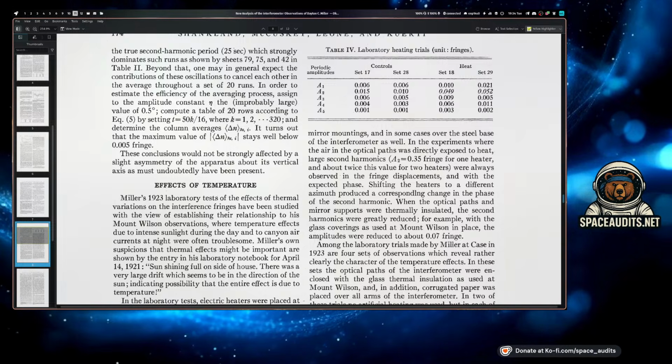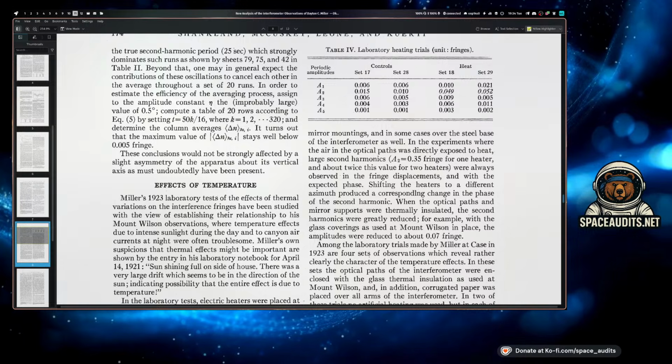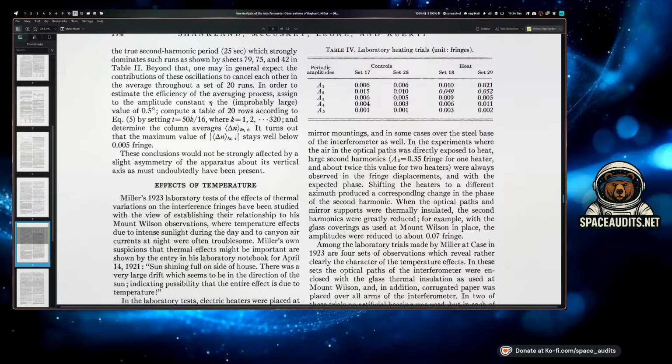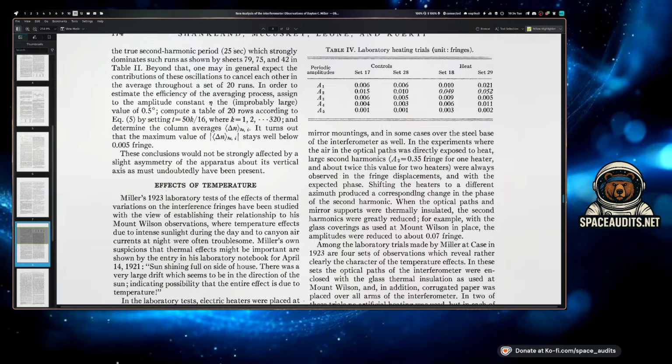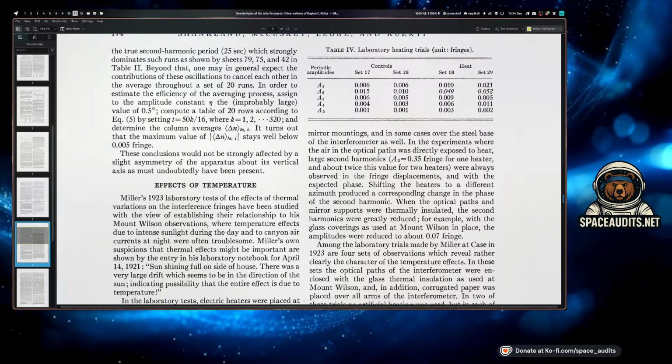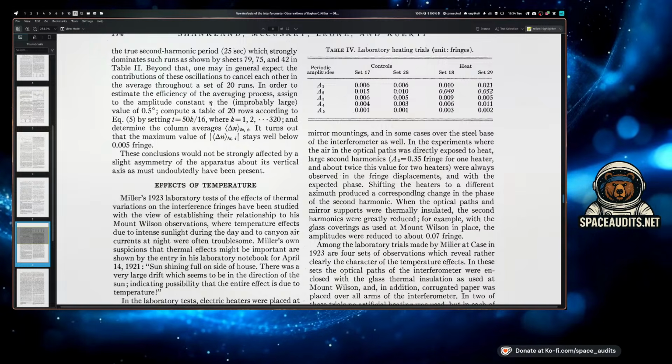You know what I mean? 16 times 20 is 320. And determine the column averages, delta n average for the iteration. It turns out the maximum value of the delta n stays well below, what is this, a 200th of a fringe.